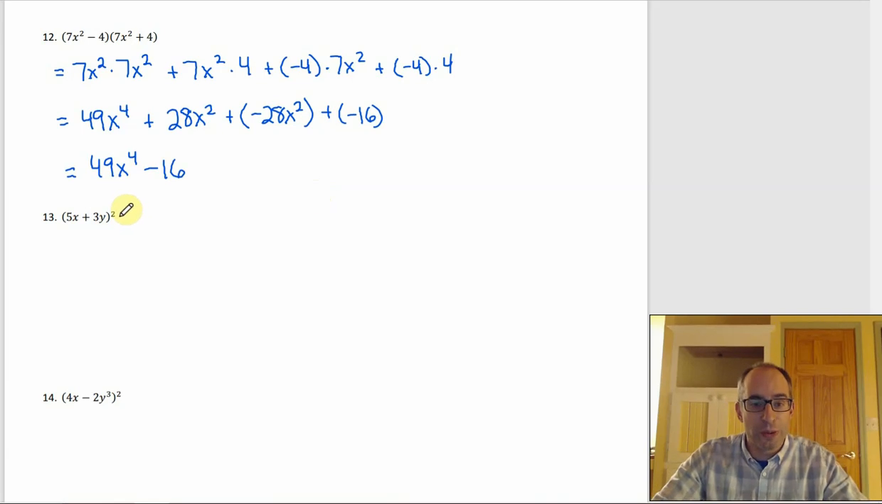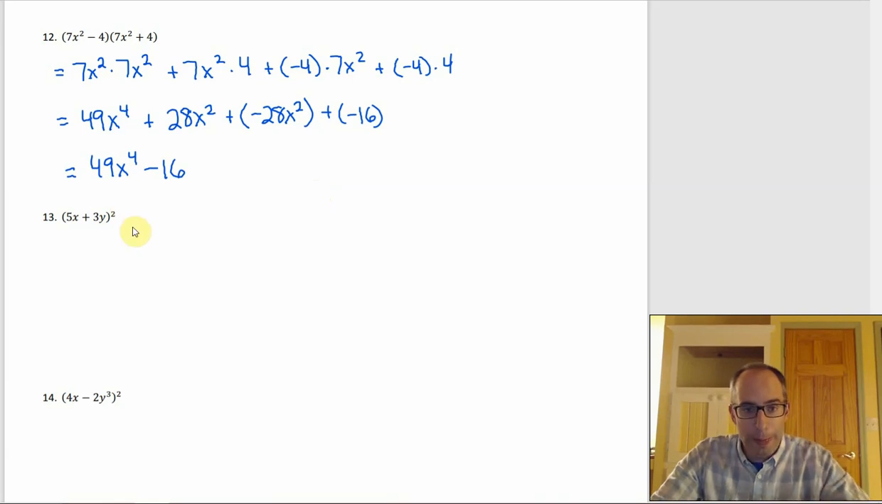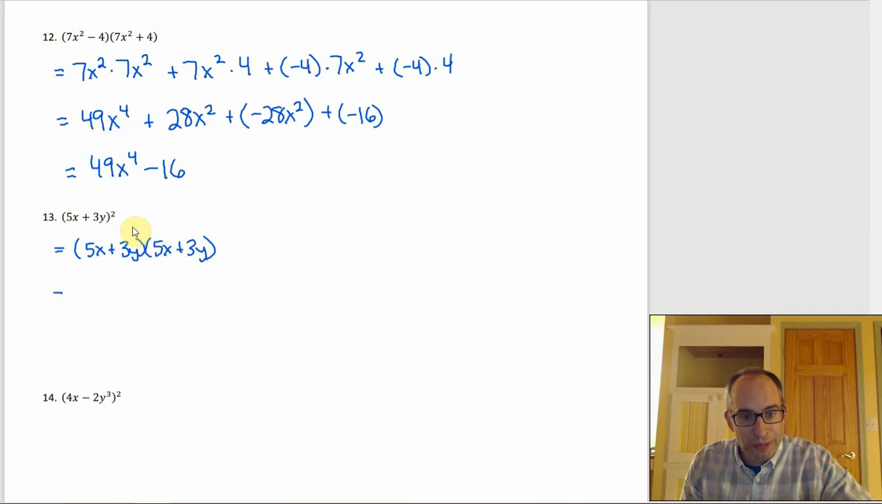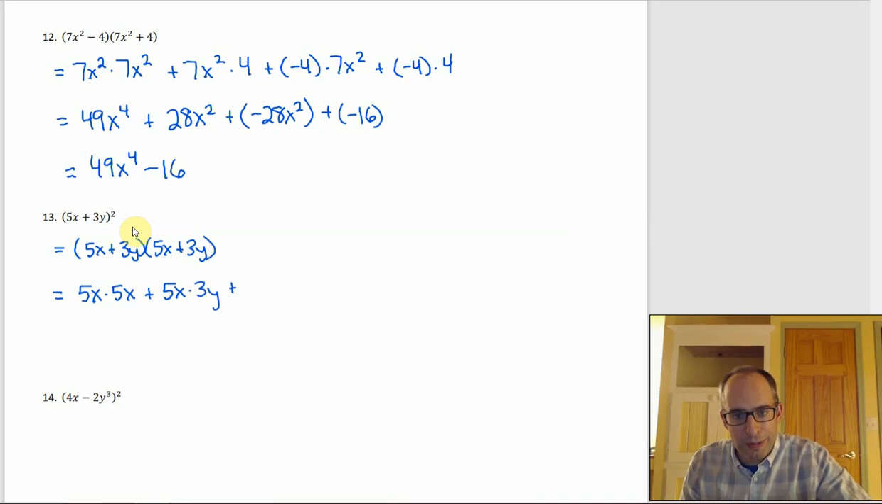Then let's see, this one where it's a square. Okay, well, we could just write this as 5x plus 3y times another 5x plus 3y. And then just FOIL it. And that's what I would do with this thing. And say this is going to be 5x times another 5x. Plus, for the outer, 5x times 3y. And then for the inner, plus 3y times 5x. And then for the last, 3y times another 3y.